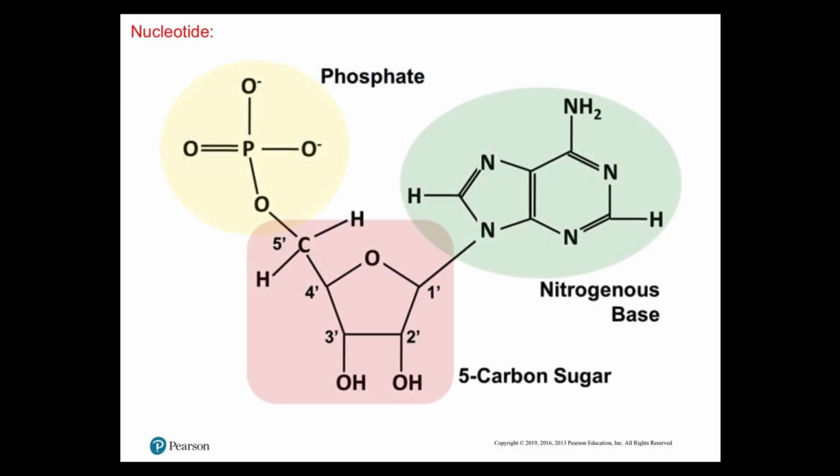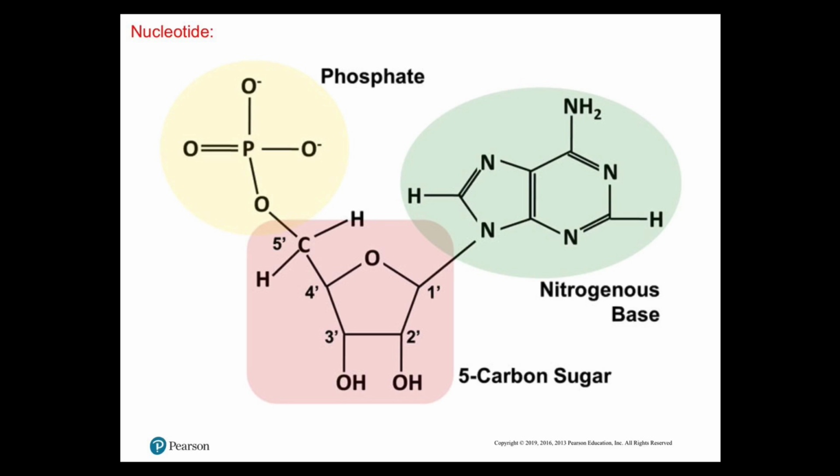This figure shows a monomer or subunit of nucleic acids. So this is a nucleotide. Let's start looking at the 5-carbon sugar. So there's carbon 1. We're not going to get into the details of why. So carbon 1, carbon 2, carbon 3, carbon 4, and carbon 5.